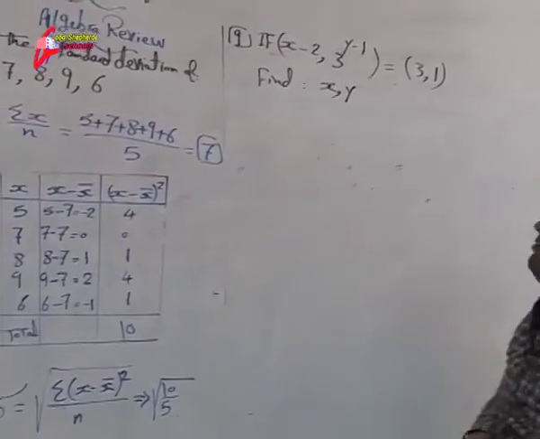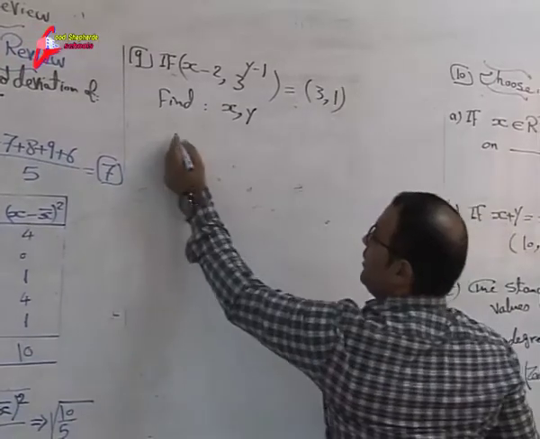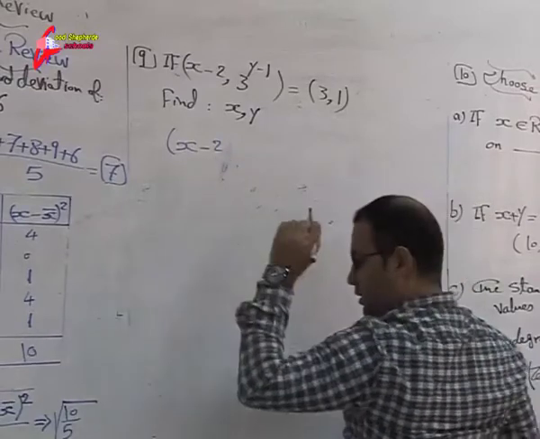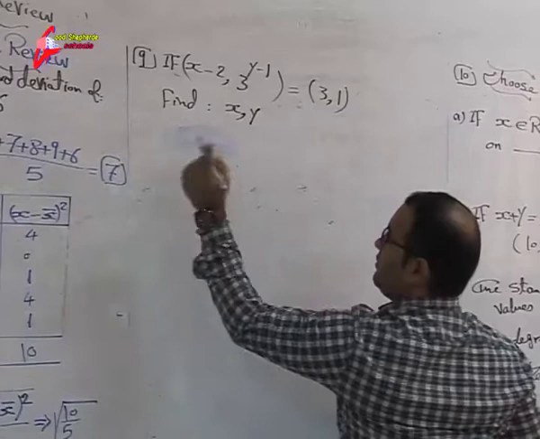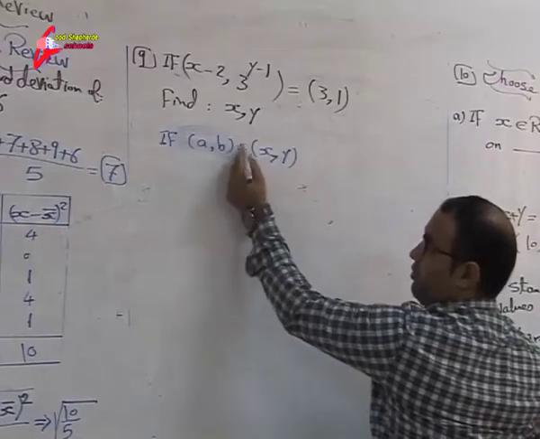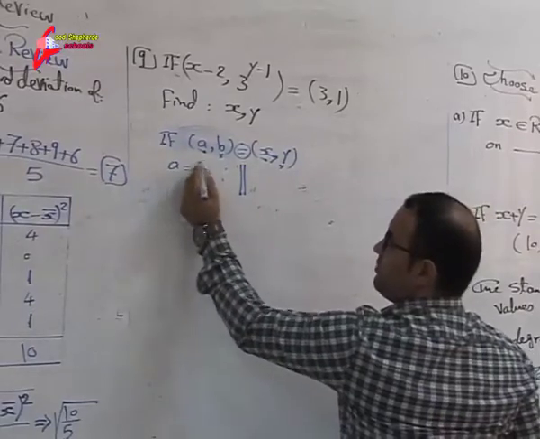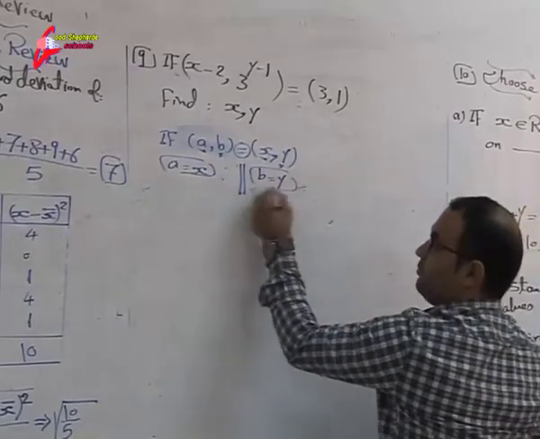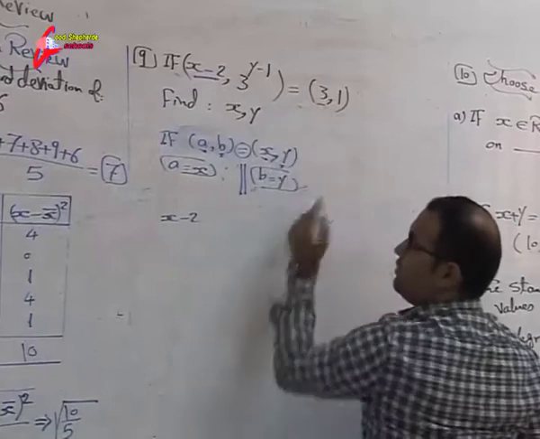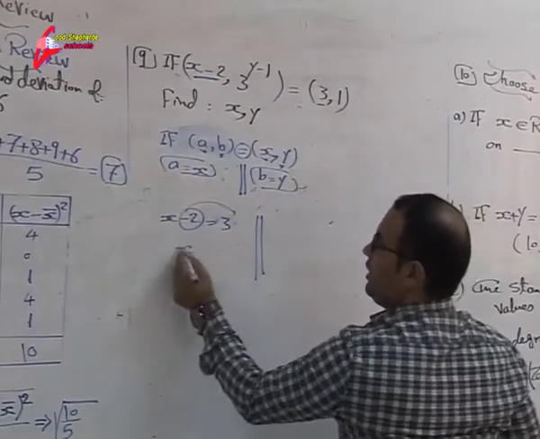Question number 9, if x minus 2, comma 3 power y minus 1 equals 3 and 1. You know this rule. We can remind you with a very important thing. If a and b equals x and y, they are equal. He said equal. Then the first equals the first and second equals second. So a equals x and b equals y. This applies this rule on this. So x minus 2, the first equals 3. So here it will be x equals 5.